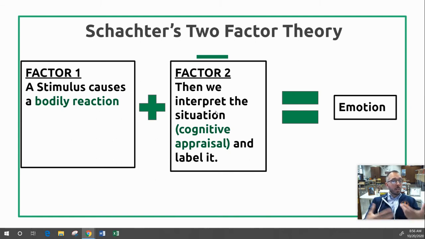So definitely, I think this is a superior theory to the James-Lange or cognitive appraisal because it's taking both into effect as the reasons for why we have an emotion.